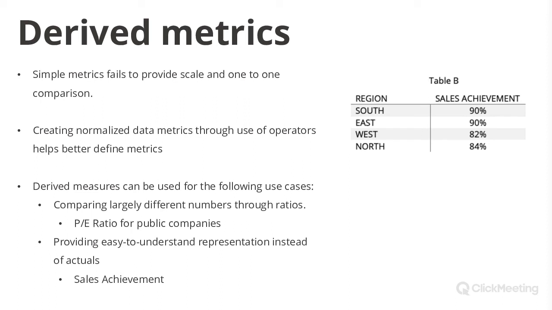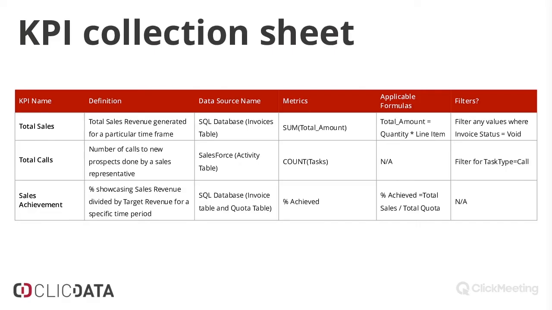Now that we know what are the simple metrics and the derived metrics, we have a KPI collection sheet where we start putting this all together. This forms my glossary as well. We start by listing out the names of the KPIs, the definition of the KPIs, also identifying at this stage, where does this particular KPI come from?